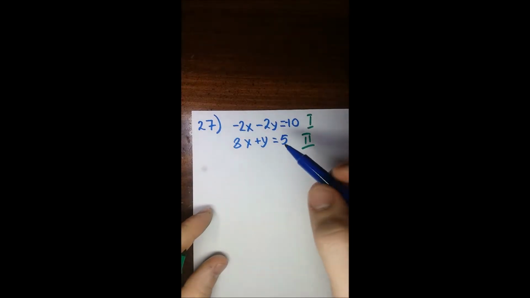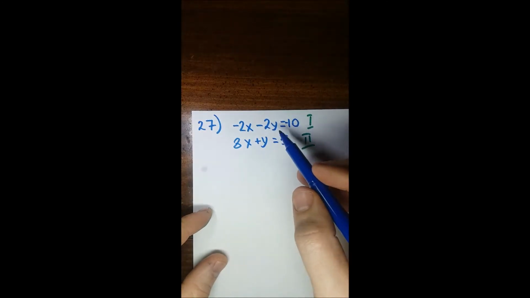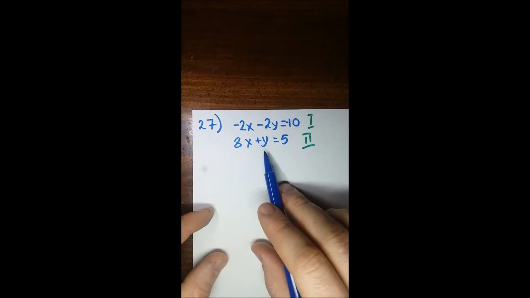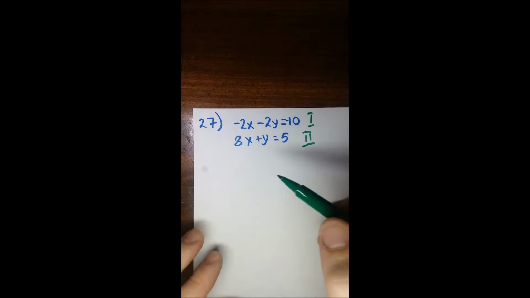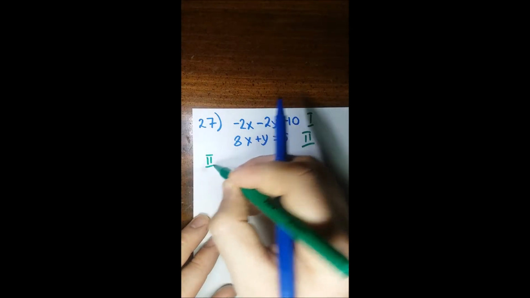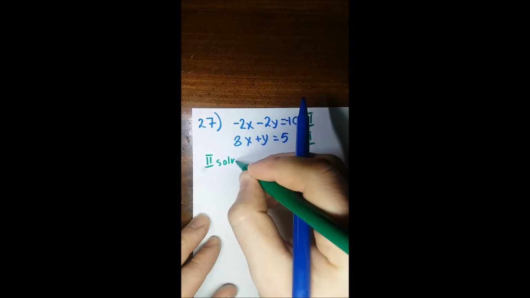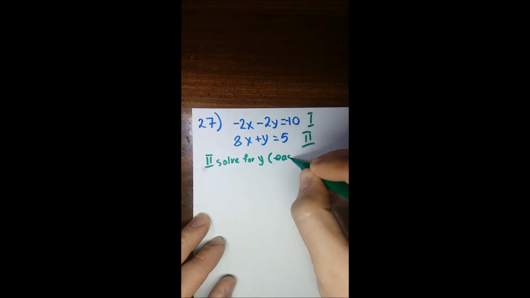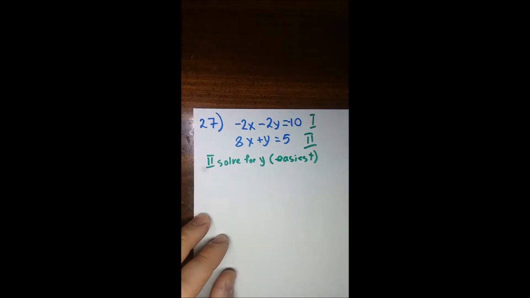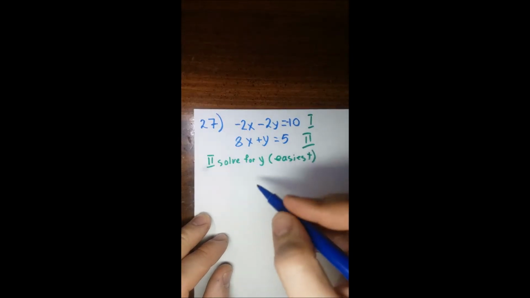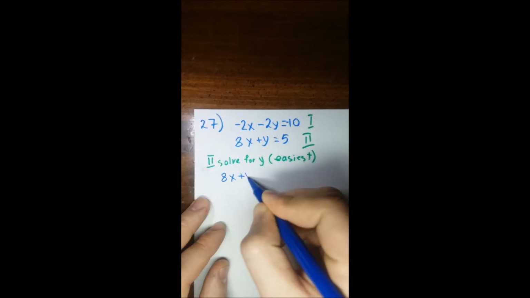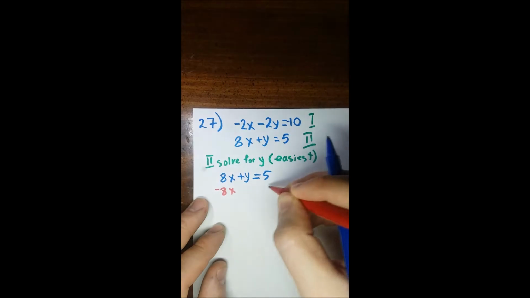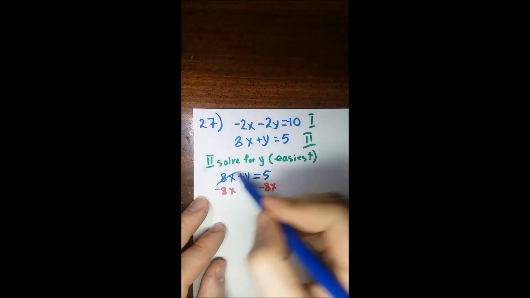Number 27. 2x minus 2y equals minus 10. 8x plus y equals 5. The easiest to solve for is whatever stands alone, in equation 2, y, okay? So we're going to get equation 2 and solve for y because it's easiest. It's not the only way, but it's the easiest. 8x plus y equals 5. Guess what we do next? We subtract 8x from both sides. So now these 8x's are gone.